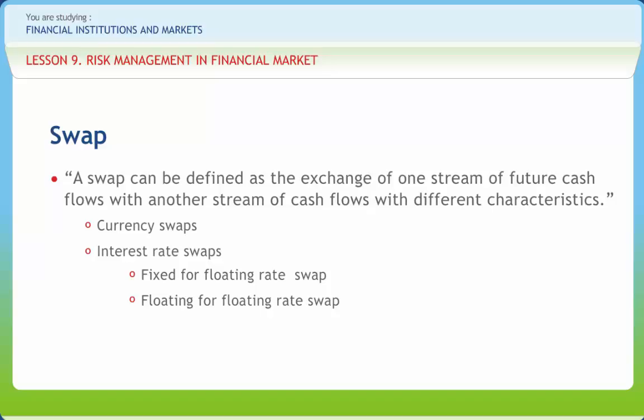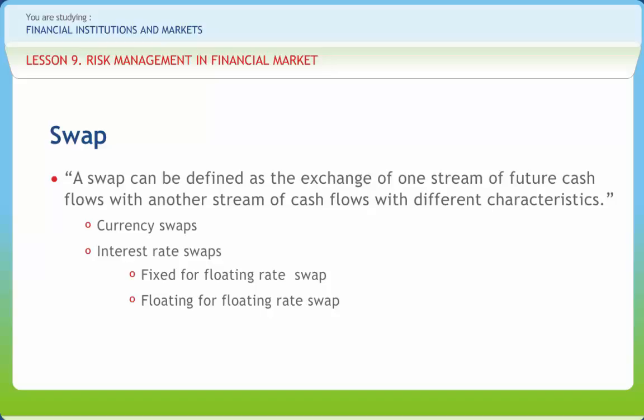Then floating for floating rate swap, same currency. Party P pays or receives floating interest in currency A indexed to X to receive or pay floating rate in currency A indexed to Y on a notional N for a tenure of T years.